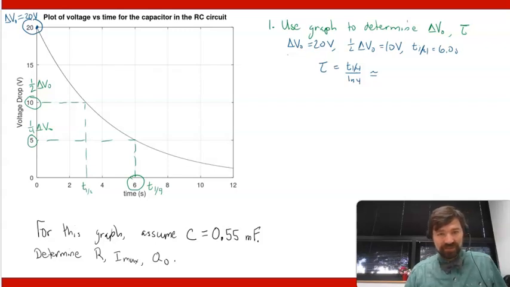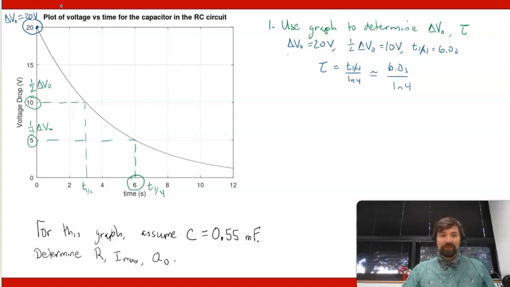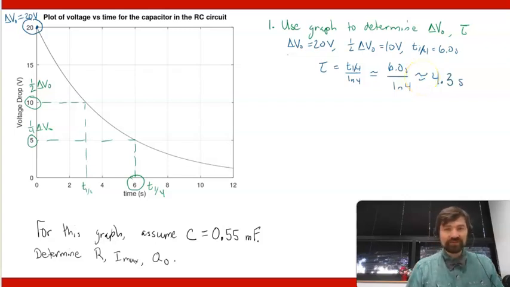That means that we should be able to determine the tau, the decay time, from this quarter life by using quarter life divided by ln 4. So we're looking at 6 seconds divided by natural log of 4. And what that gives us is about 4.3281 seconds. So we'll call it 4.3 seconds.